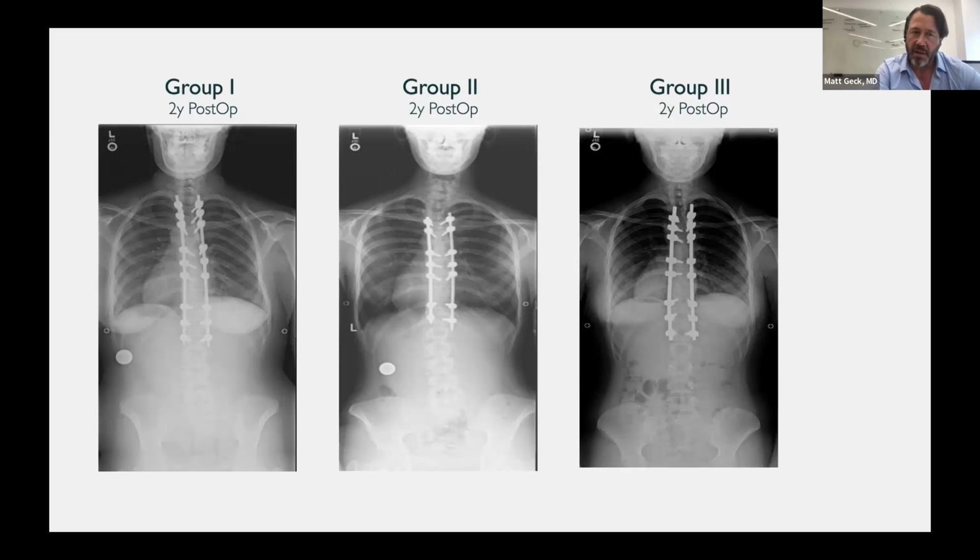And then the other thing, I don't do Lenke 2s because the compression distraction for the minimally invasive approach still isn't very strong. And so, again, getting that shoulder leveled in a Lenke 2 is very important.